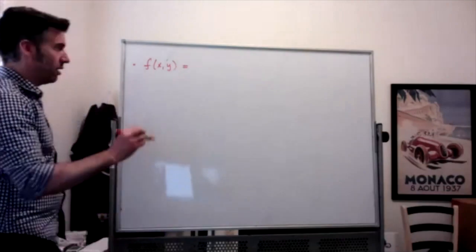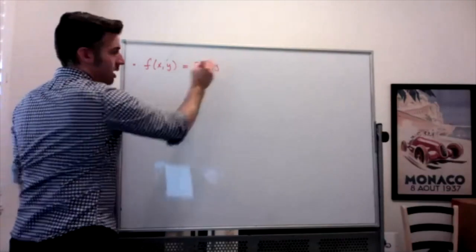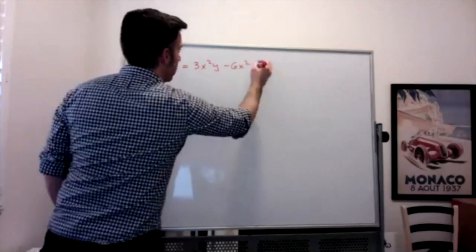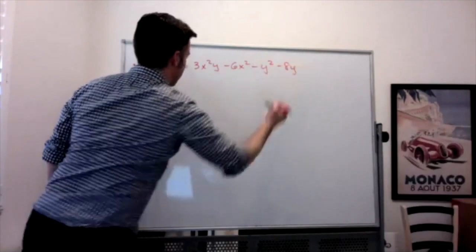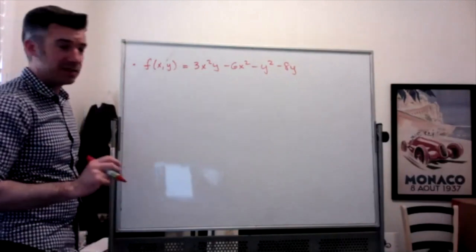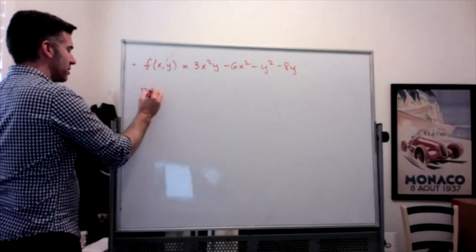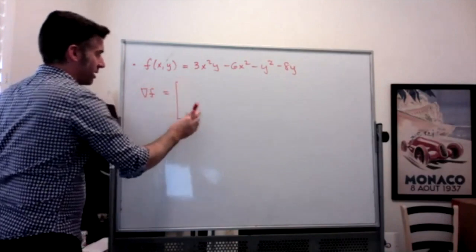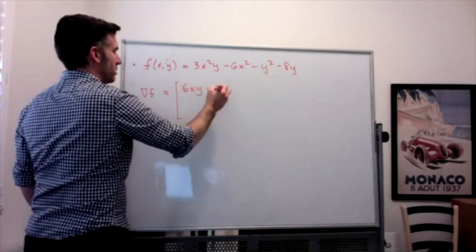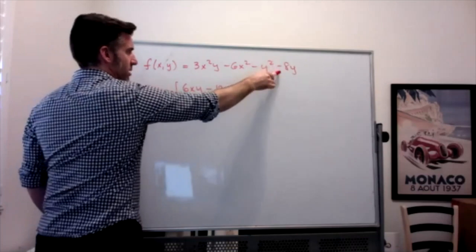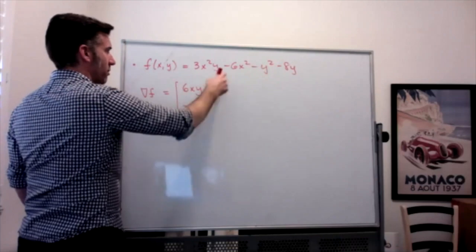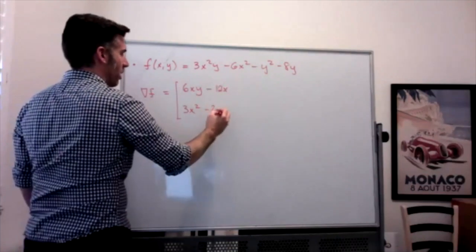Okay, so our function here is 3x squared y minus 6x squared minus y squared minus 8y. Hopefully I didn't jack this one up. I was making it up earlier today and it took a little while to get the numbers to come out nice. I'm assuming I didn't make any mistakes. So we want to take the gradient and set it equal to 0. The partial with respect to x is 6xy minus 12x minus 0 minus 0. Then the partial with respect to y is 3x squared minus 0 minus 2y minus 8.